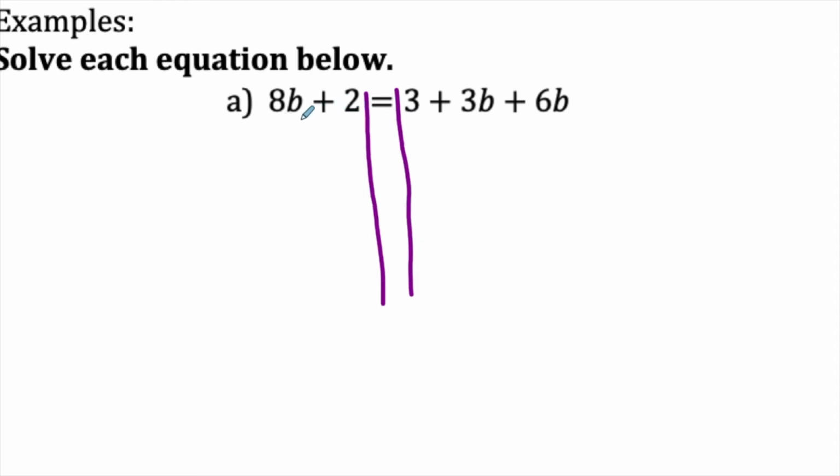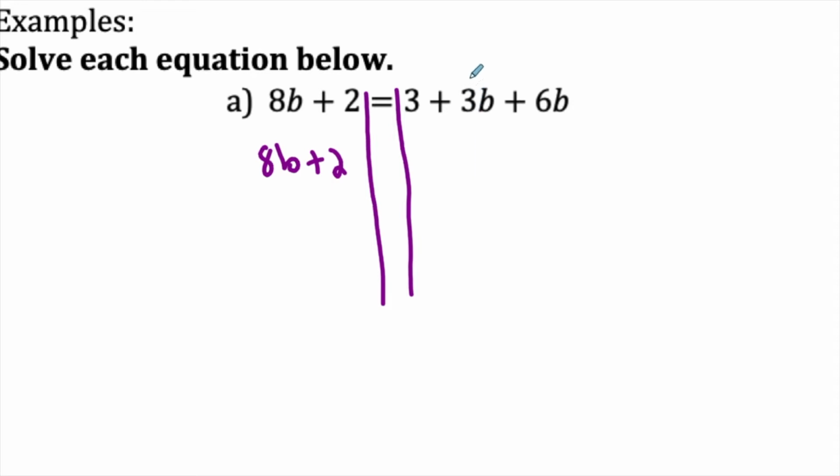8b plus 2 is the left-hand side. There are no like terms over here, right? 8b and 2 are not like terms, so that's just going to get brought down. 8b plus 2. So let's look at the right-hand side now. On my right-hand side, do I have any like terms?